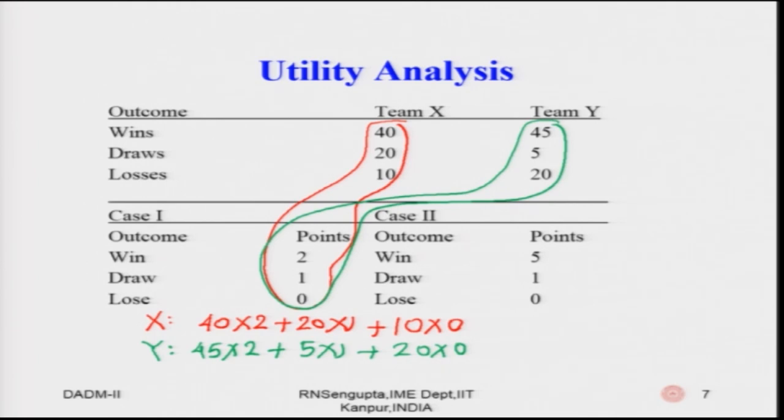Now, suddenly as the game ends, due to some error on the organizers' part, they suddenly announce, no, no, that was not the case. The wins, draws and losses would not be given as 2, 1, 0 as already decided. Now, the point system has changed.